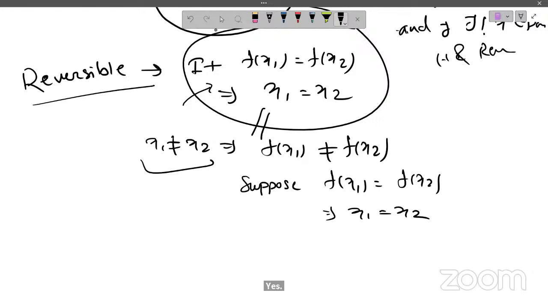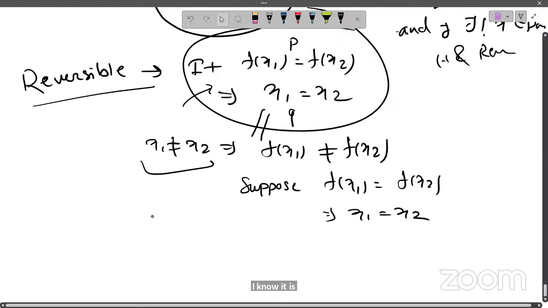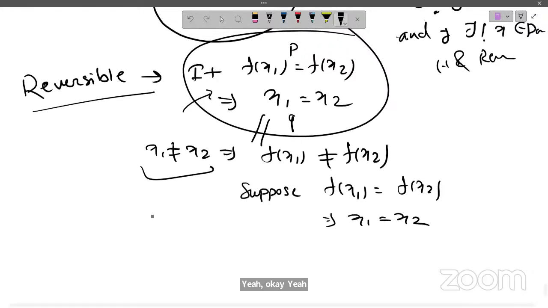But ma'am, the values are the same. Sorry? Hello, am I audible? Do you have a doubt in this? Yeah, so I am supposing that the values are the same, then it will imply that the points are also the same. Here it is saying that if points are different, then the values are different. So that means if values are the same, then the points should be the same, right? Yes, ma'am.